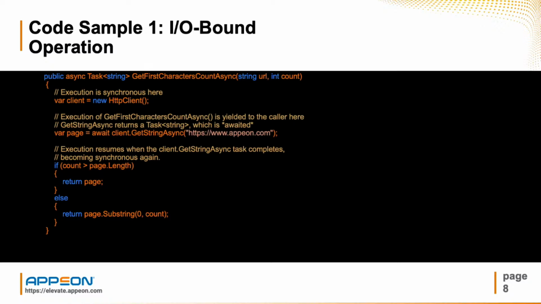Execution of the method is yielded to the caller on the next command. GetStringAsync returns a task of type string, which is actually awaited. Execution then resumes when the client GetStringAsync task completes, becoming synchronous again. And this is an example of an asynchronous input-output bound operation.